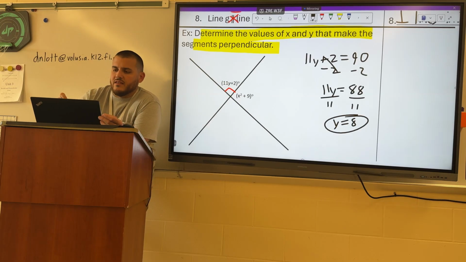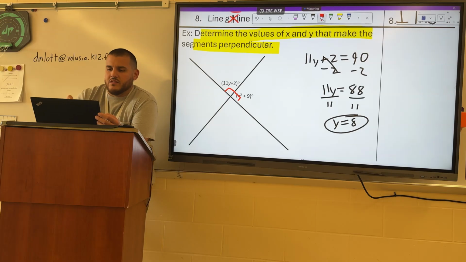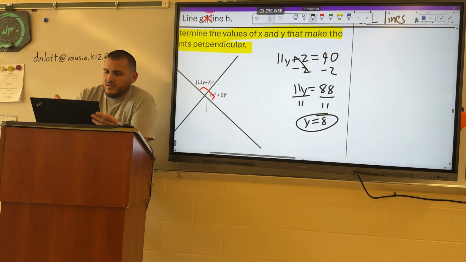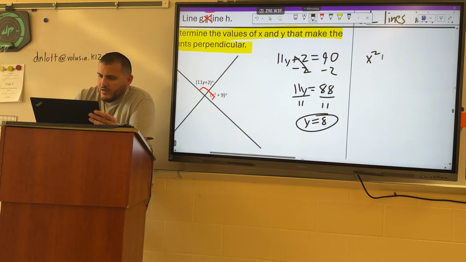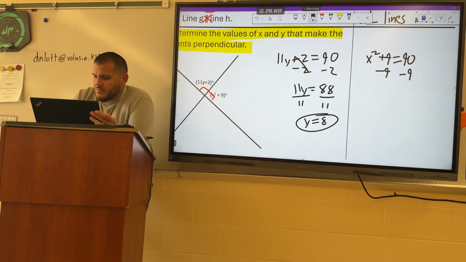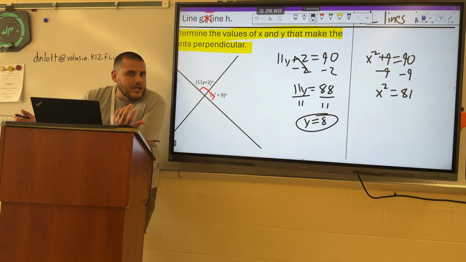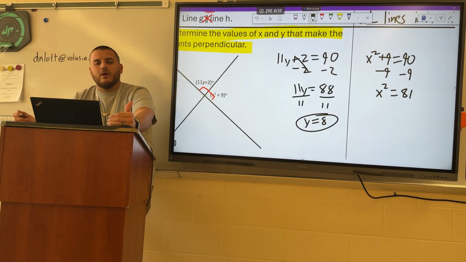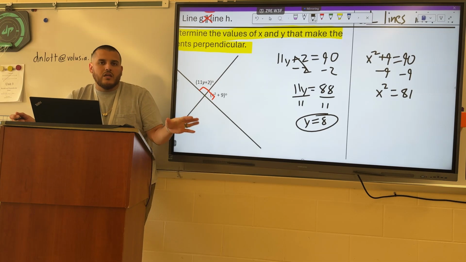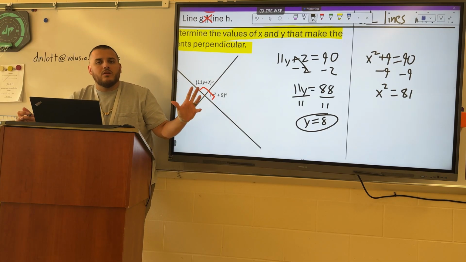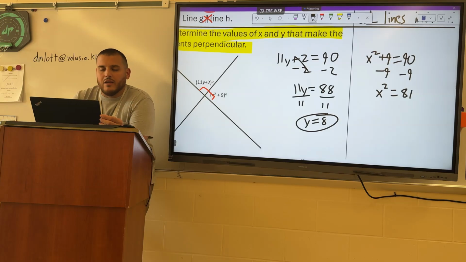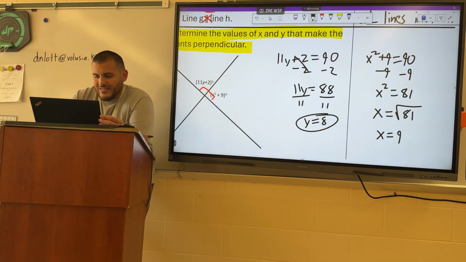And I can do the same exact thing over here for the x, because those are at a right angle if these lines are perpendicular to each other. So we have x squared plus 9 equals 90. I'll get x squared alone by subtracting both sides by 9, so I get x squared equals 81. We haven't seen this algebra yet in geometry, but to get from x squared to just x, like we would anywhere else in algebra, we need to do the opposite of what's happening to our variable to isolate it. So the opposite of squaring it would be square rooting it. So if x squared equals 81, then x would equal the square root of 81, which is 9.